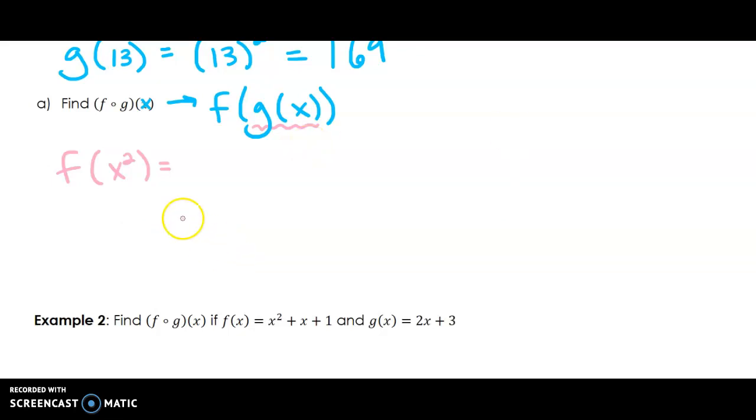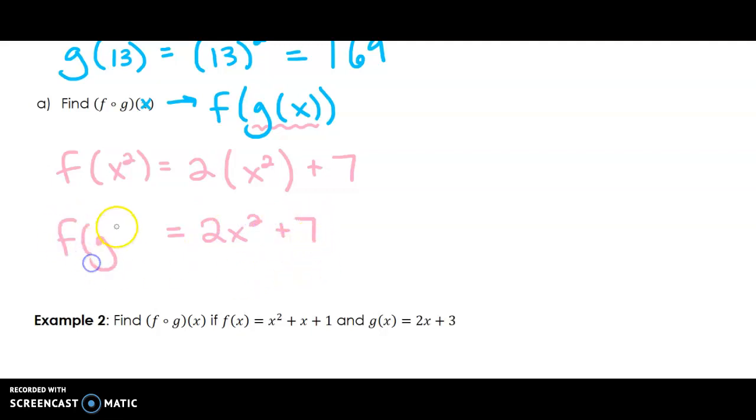That means anytime I see an x in my function of f, I'm going to plug in g of x, which is x squared. And so 2 times x, so that means I'm plugging in g of x, which is x squared, plus 7. And from here we will simplify, distribute, combine like terms, all of the good things. This example doesn't really take too much from us. It's just 2 times x squared, which is literally 2x squared, plus 7. And that is f of g of x.